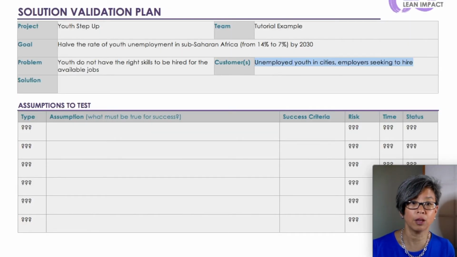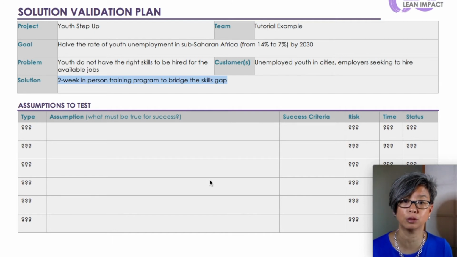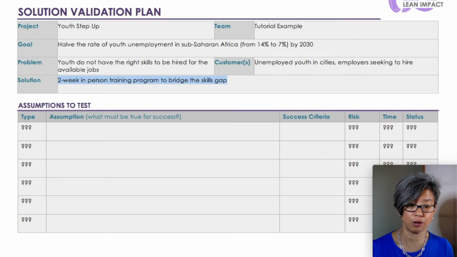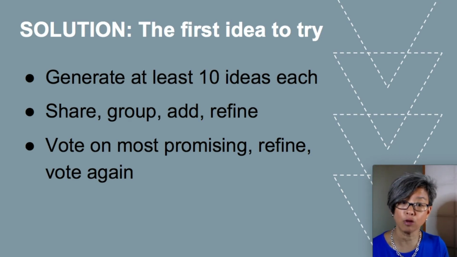So in my example, the solution that I'm going to try out is the idea of doing a 2-week training in person for these unemployed youth to bridge their skills gap and get them ready so that they are in a better position to be able to meet the needs of the jobs that are available. So now it's your turn. Again, I encourage you to pause the video, put together an ideation session, bring in as many different perspectives as possible, and then pick one idea that you want to start with and keep the other good ones on deck, because you may need them if you find out that your first idea is not going to work.